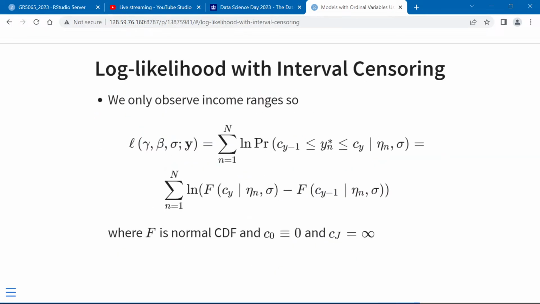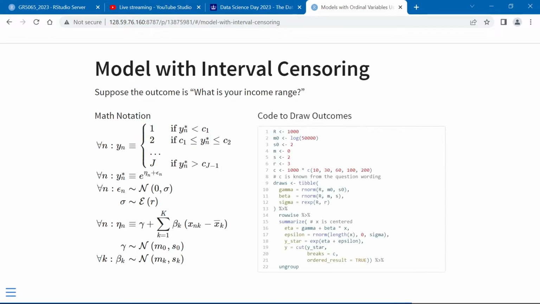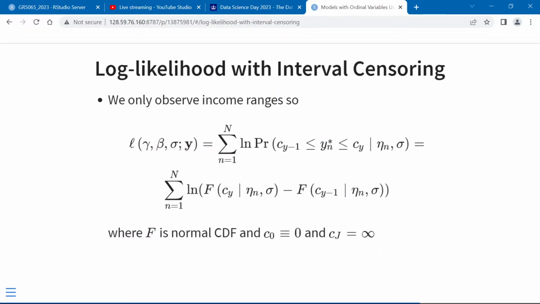So, interval censoring. Log likelihood with interval censoring. So all we observe is income ranges. Assuming those to be conditionally independent, the likelihood would be the product of all those things. Consequently, the log likelihood is the sum of the logarithm of the probability of someone's true income in dollars falling between the y_i and the y_i minus one observed cut point, which in this case we assume to be 10,000, 30,000, 60,000, 100,000, 200,000, etc.